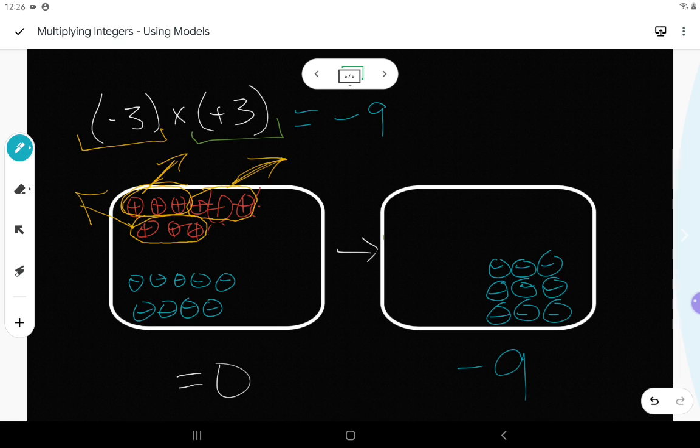So that is using models to show integer multiplication. I won't have you do too much with them, but I wanted you to have an understanding of where it came from.